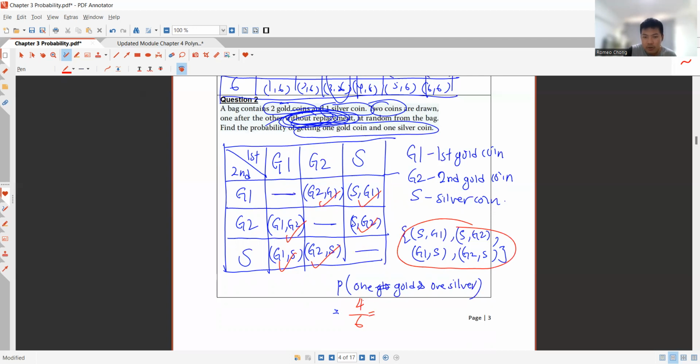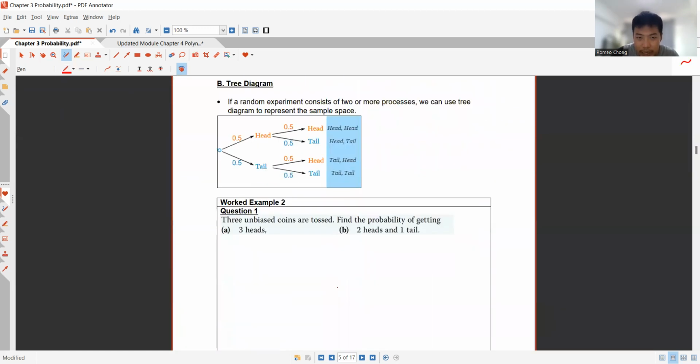And then you can simplify. So 2, 2 is 4, 2, 3 is 6. So this is your final answer. Okay, this is your final answer. So this is what we call the possibility diagram. Okay, next one, we go to the second part, which is the tree diagram.